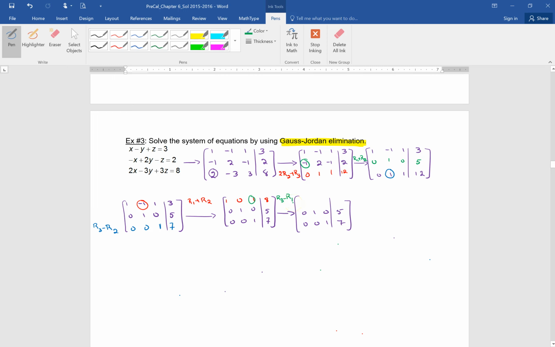So, oh no, row 1 minus row 3. Sorry, row 1 minus row 3. Because if I do row 3 minus row 1, then I get a negative 1 here, which I don't want. I want a positive 1. So I do 1 minus 0 is 1. 0 minus 0 is 0. 1 minus 1 is 0. 8 minus 7 is 1. And now I'm done. This is reduced row echelon form.